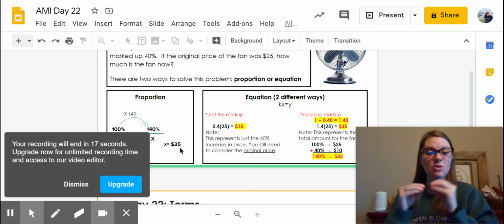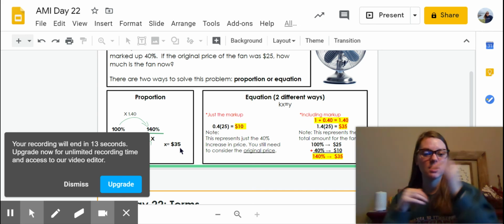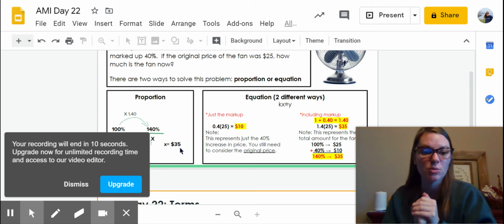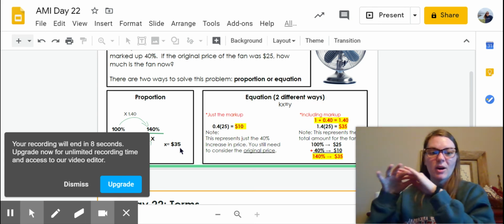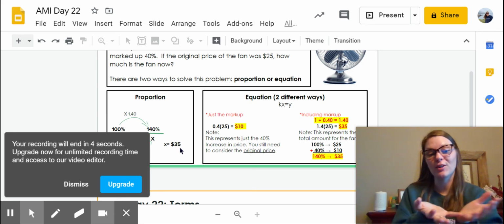But remember, today's vehicle is $12,000 and they want to make a 32% profit. So they want to sell it for 132%. They bought it at 100%, which is $12,000, and they're going to sell it for 132%.